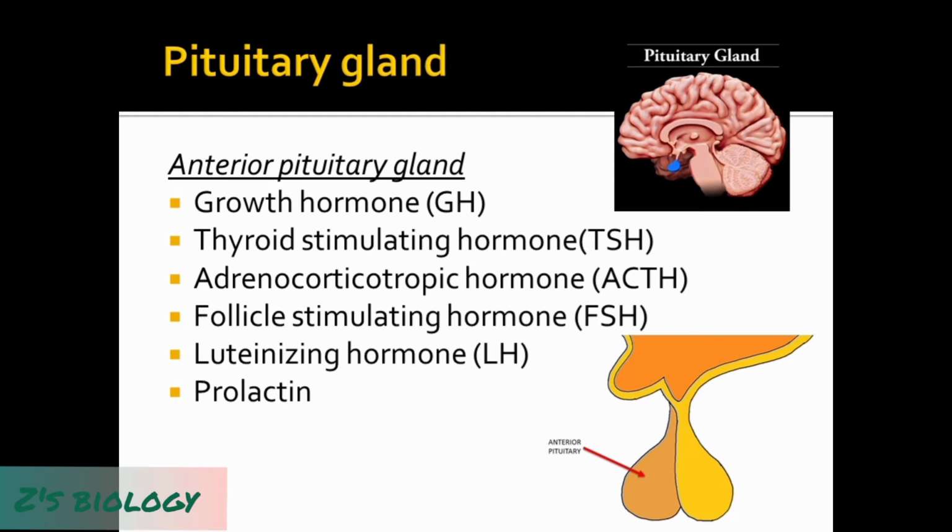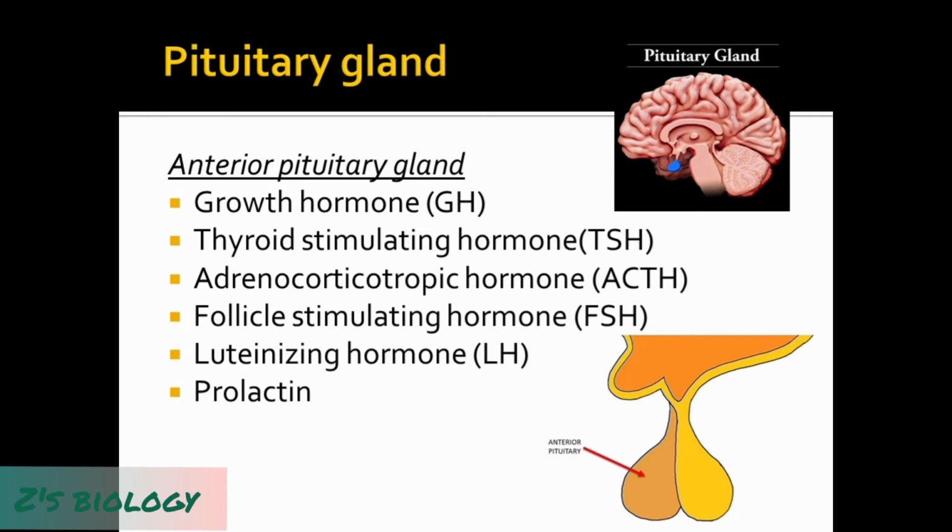So first let's study the anterior pituitary gland. The anterior pituitary is known as the master gland because it regulates other endocrine glands. The anterior pituitary gland releases the growth hormone, GH. As the name itself shows, growth hormone means it is used for the growth of the tissues of the body, the cells present in the body. So it increases the size and number of the cells by mitotic division.